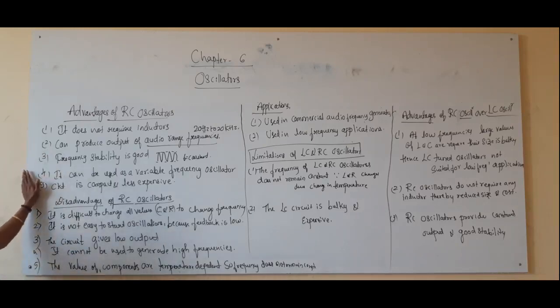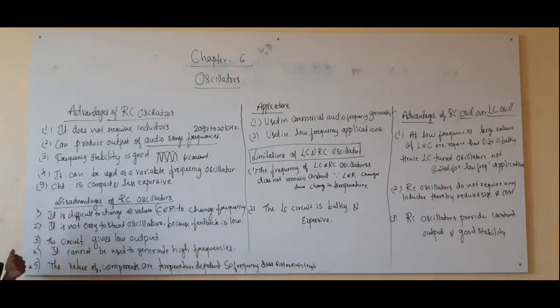To recap the advantages: inductors are not going to be employed in the circuit. That is one advantage. Second, they are used to produce audio frequency signals. Third, frequency stability is good, that is, the frequency remains constant. They can be used to generate variable frequencies, meaning you can change the frequency whenever required. That is possible in the case of an RC oscillator. And last but not least, the circuit is compact, small, and inexpensive. So these are the advantages.